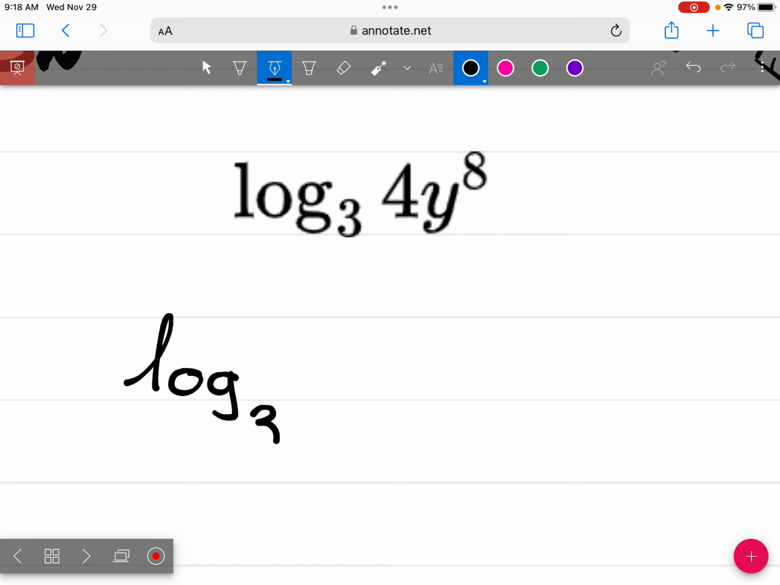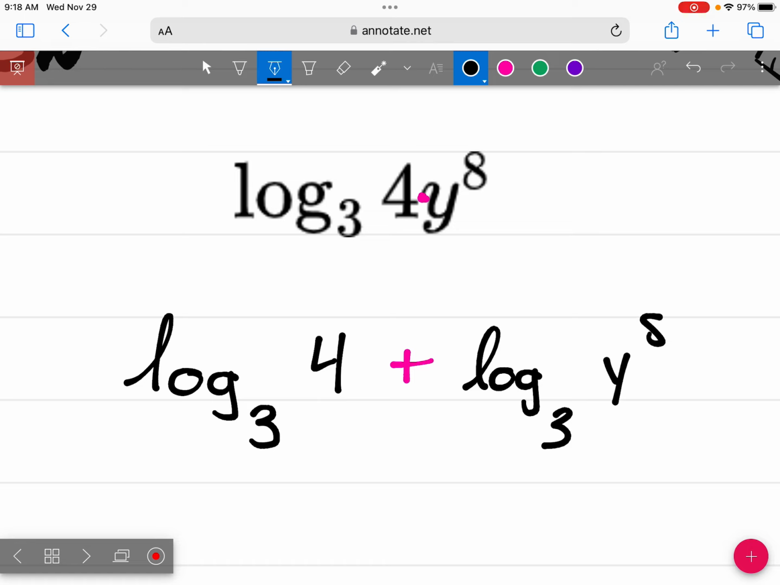Log base 3 of 4, and our multiplication becomes addition. We're adding as many logs as we can. Think of it like firewood, splitting our log into more pieces. Log base 3 of y to the 8th. So multiplication becomes addition.